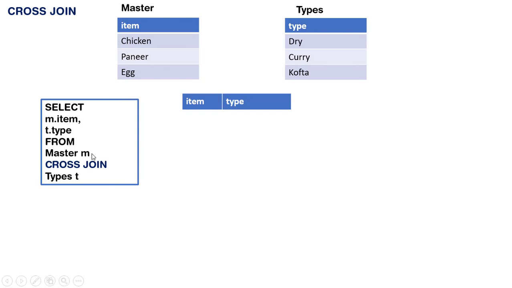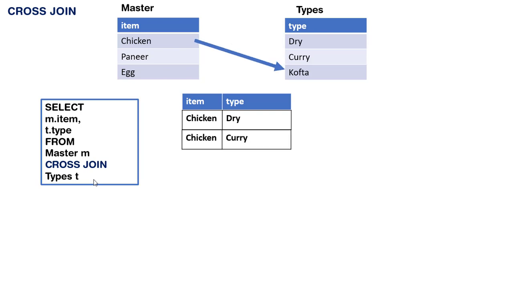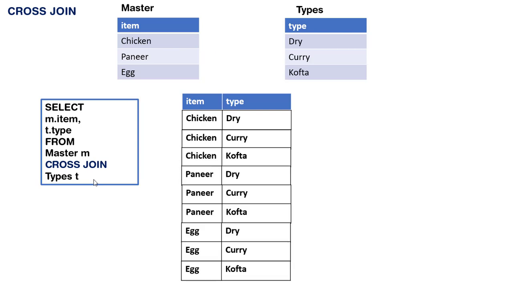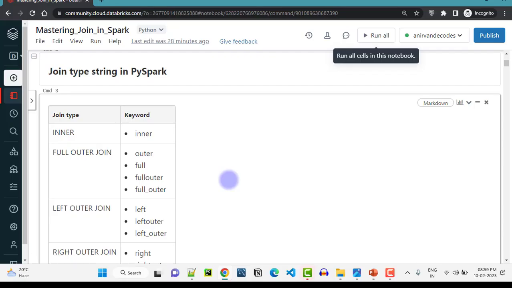We are doing the cross join between master and types, and this is how the data will look. First it will do a join like this, then chicken will be joined with curry, then chicken you can have as a kofta. Similarly it will be applied for paneer and egg. So if you see, for paneer and egg it has been applied. That's how this cross join works. I hope this visualization was helpful. So we have seen all the join types. Let's see the demo for it, so it will be more clear, right?